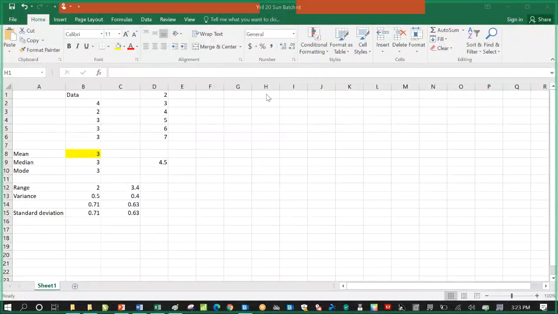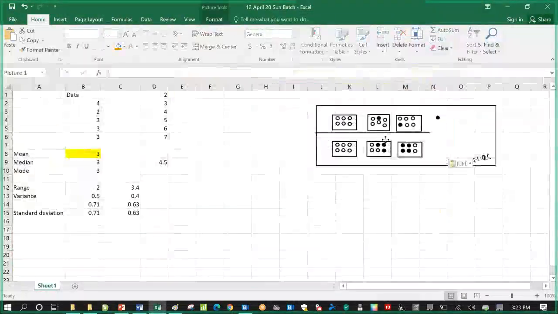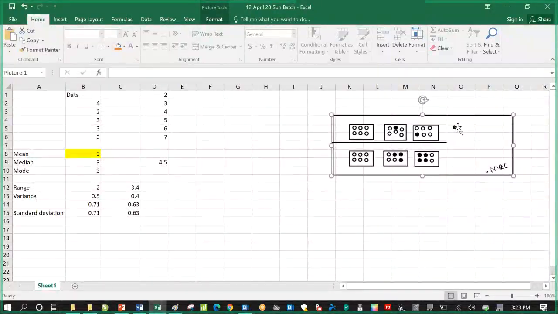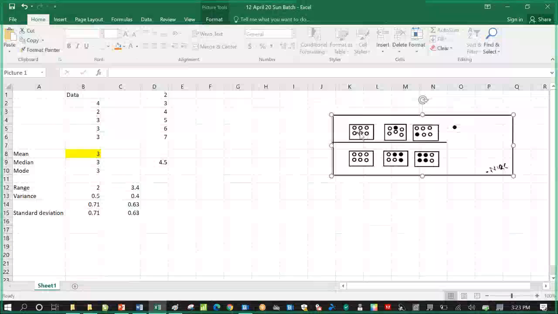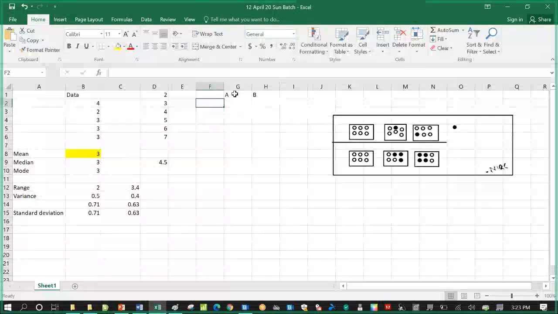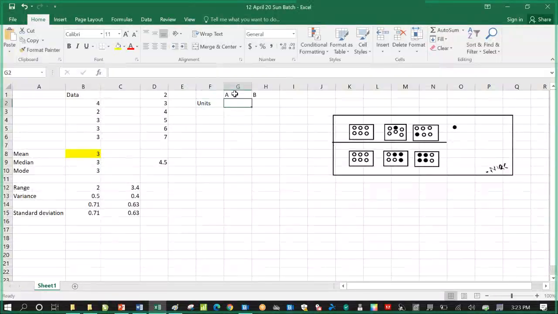Okay, so you see this picture. I'll just copy and paste that picture here also. So this is, let's say, a defect, this black dot. Now there are three parts, one, two, three, one, two, three. So this is situation A, situation B. So how many units are there? What do you mean by unit? First of all, let's understand.